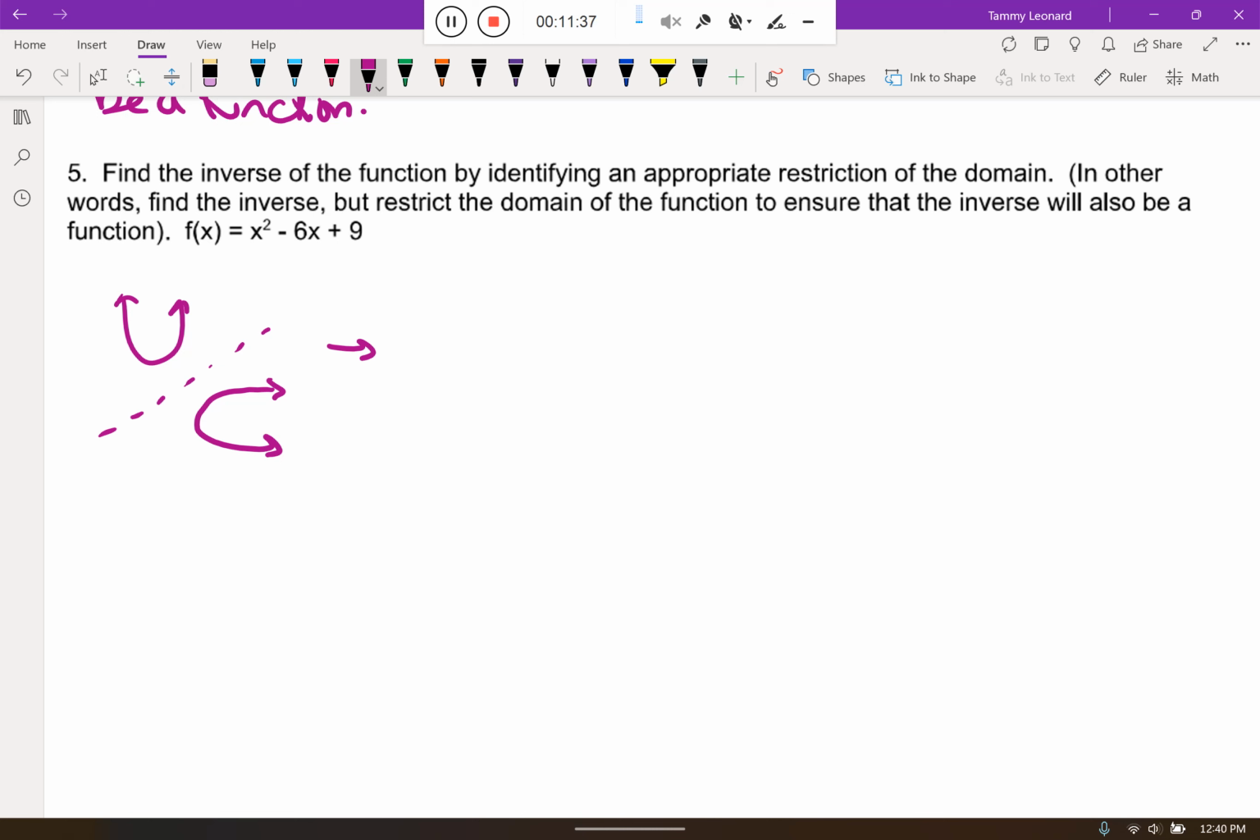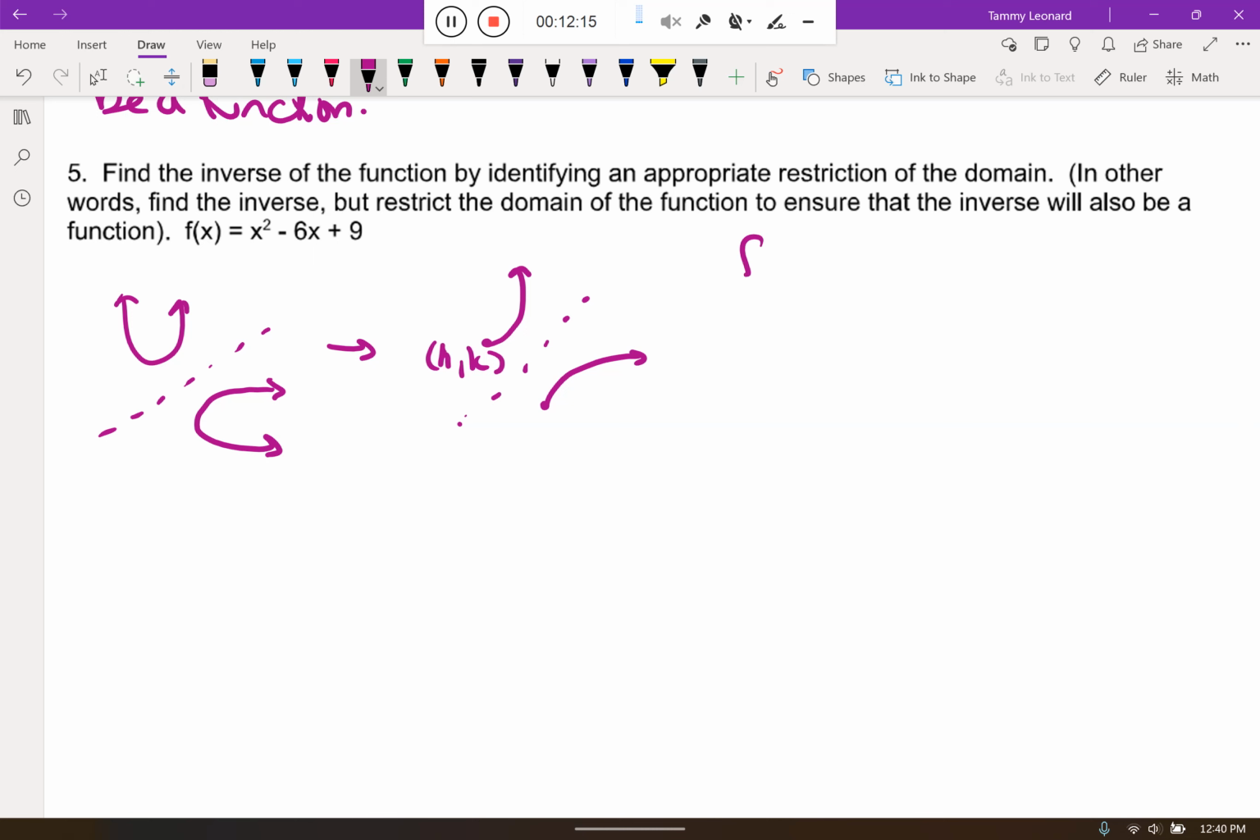So if I think about that, if I take only the right-hand side, when I reflect across this line, I will get only the top portion of the parabola. And that way, both the original function and its inverse can be functions. So we need to figure out, how do we restrict this domain? Well, you've got some options, but you guys know how to factor and how to complete the square. Basically, we need to convert this to vertex form because I need to know what that vertex is to know how to restrict my domain.